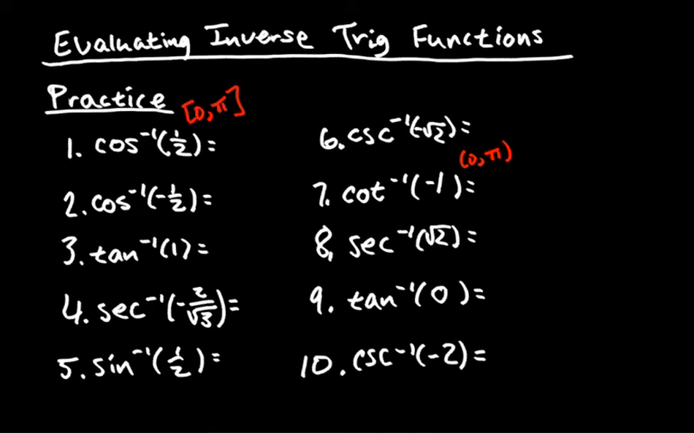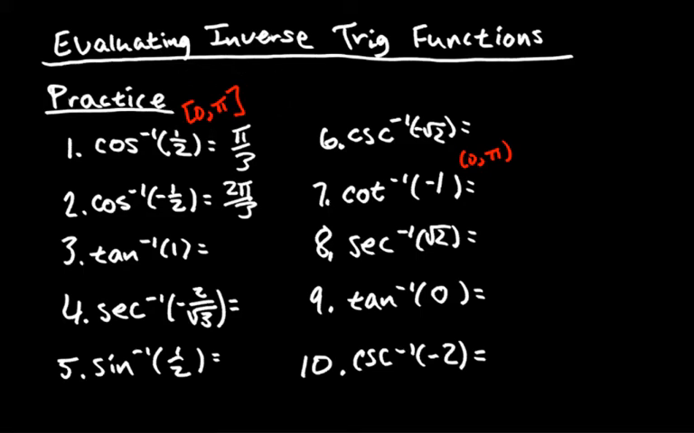Alright, so cosine inverse of a half. So cosine is 1/2 when your angle is pi over 3. Next, cosine inverse of negative 1/2. So cosine is equal to negative 1/2 when the angle is 2 pi over 3. And remember, we're choosing between those. So technically, negative pi over 3 also works for 1/2, but it's out of that range. For this one, you can also say 4 pi over 3, but it's out of that range. Therefore, we don't choose it.